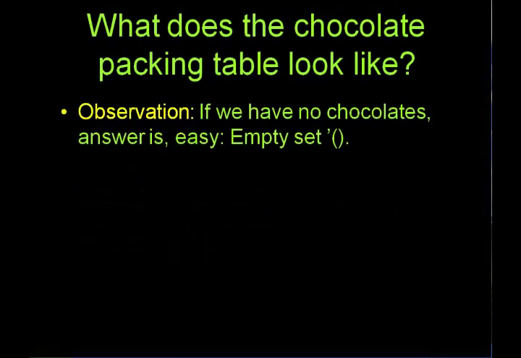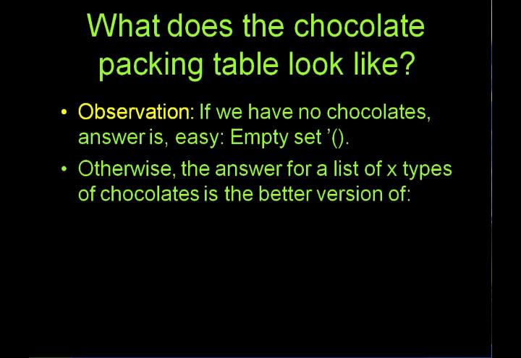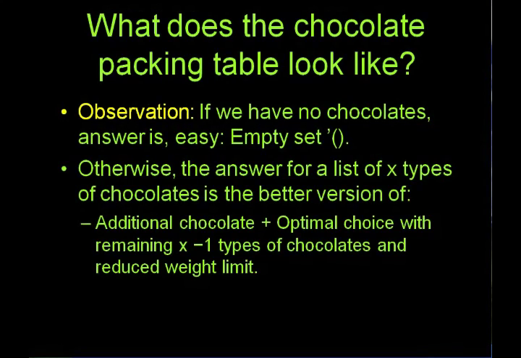Observation. First of all, with no chocolates, the answer is easy: all empty, correct? The other obvious thing is no weight, then obviously the answer is also all empty. Otherwise, remember just now you saw the better box thing. For a given entry, what is the best way of doing it? It is either one more chocolate.